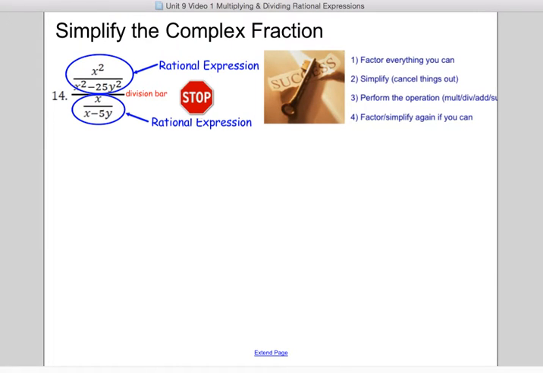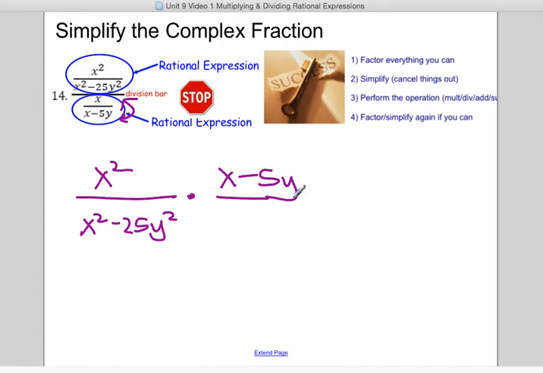So 14, we have a rational expression essentially being divided by another rational expression. So we're going to multiply by the reciprocal. So this is x squared over x squared minus 25y squared times the reciprocal. Flip it, x over y squared over x. Now what we need to do is, this is a monomial, so these are good, but this is a binomial and it looks like it can be factored.